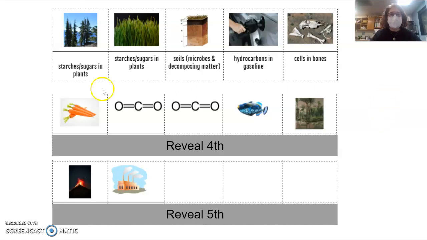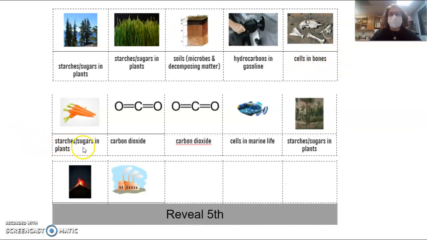You have several other pieces. Anytime you see a plant there, we're representing the starches and sugars in plants, whether that's trees or grasses. You have a representation of soil here. Soil contains carbon in the microbes, so the bacteria and the fungi and the invertebrates that live in there, as well as any decomposing organic matter. There's carbon in hydrocarbons in gasoline, carbon in the cells in bones, carbon that's present again as sugars and starches in plants. So here we have something more recognizable as food that we might eat.